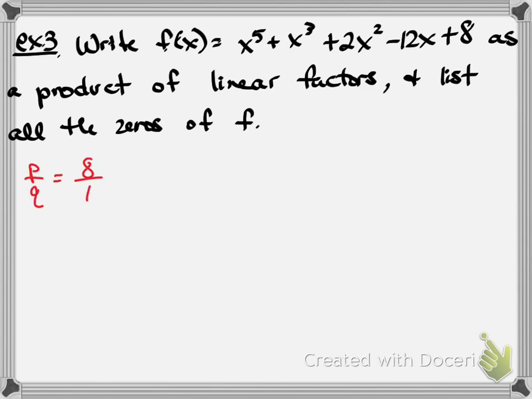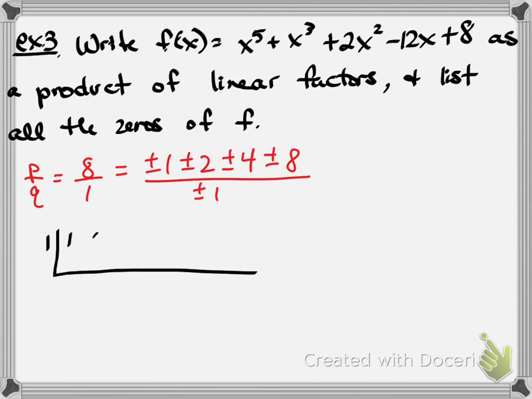So we have 8 over 1. So our possible rational zeros are these. And then we can check on our calculator for which ones are going to work. And it looks like 1 will work. So let's do synthetic division with the 1.